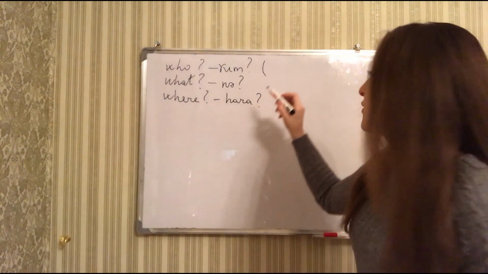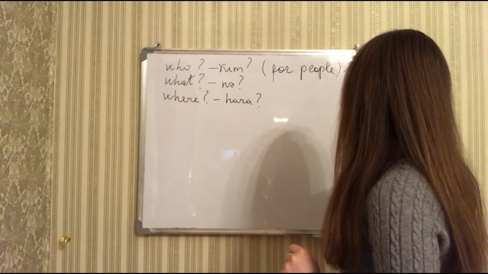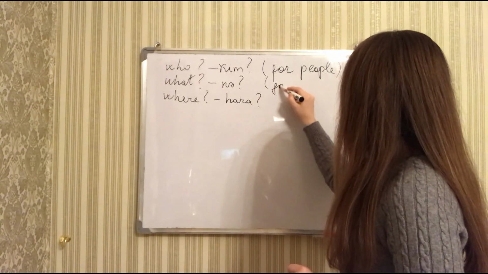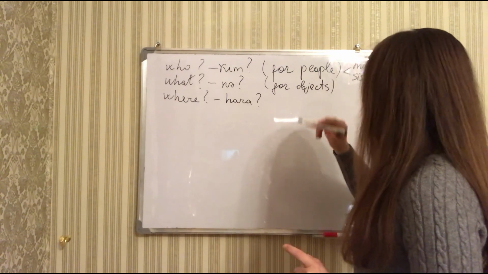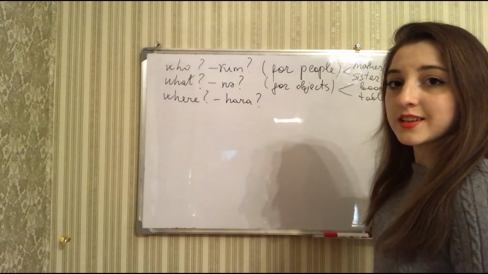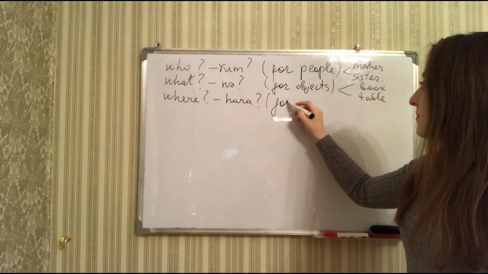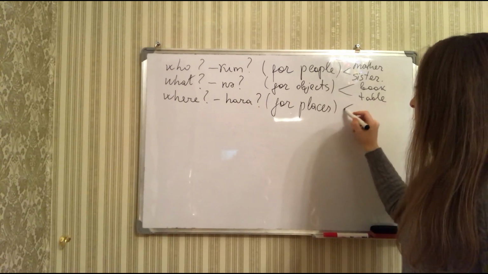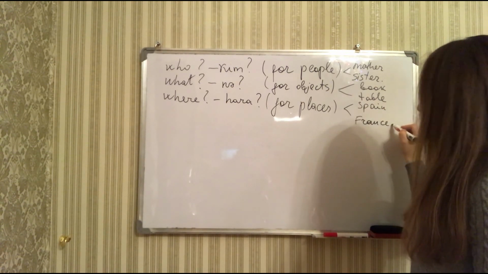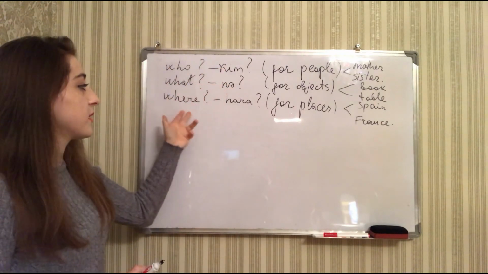We use who, kim, for people. For example, mother, sister. Then what, ne, for objects. For instance, book, table. Ata, bacı, kitap, parta. Then where, hara, we use where for places. For example, Spain, France, and etc. Okay. The questions of nouns are who, kim, what, ne, where, hara.